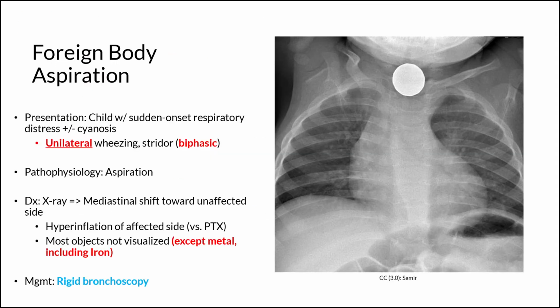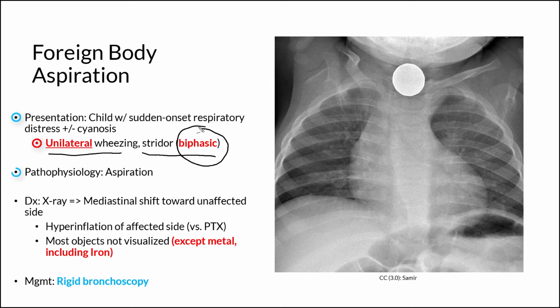One absolutely essential condition that we must cover in the context of stridor is the foreign body aspiration, which shows up all the time, not only on the USMLE, but also on your pediatric shelf examination. This is going to present as a child with sudden onset respiratory distress and cyanosis, and classically, they will have unilateral findings, especially unilateral wheezing, and in some cases, stridor. In this case, the stridor is going to be biphasic because it is due to a fixed obstruction. We covered this in more detail in the earlier sections of this module.